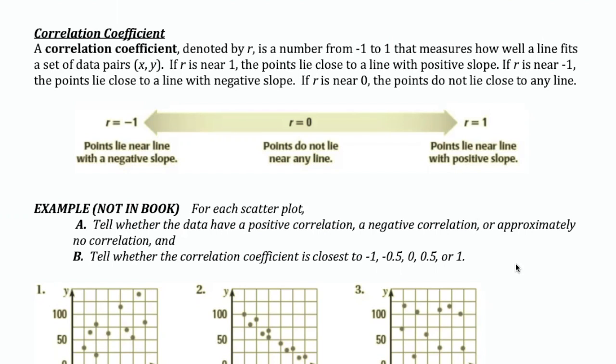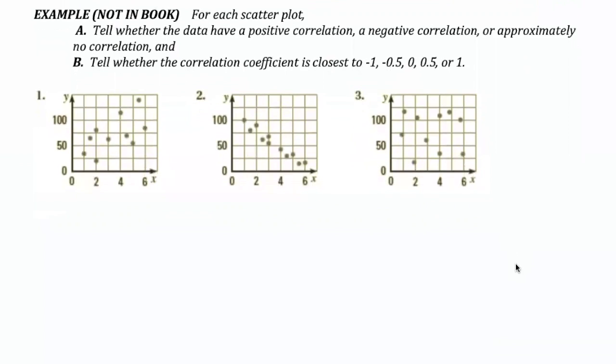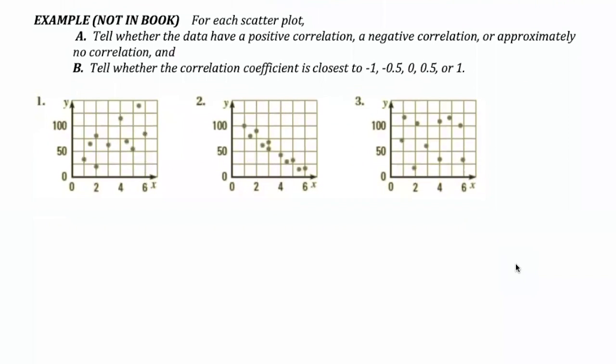One final example here says for each scatter plot below, tell whether the data have a positive correlation, negative, or approximately none, and tell whether the correlation coefficient would be closest to -1, -0.5, 0, 0.5, or 1. So when I look at the first graph here, it seems like the data is heading in this direction, where as X increases, the Y values are increasing. But notice, they're not hugging the line tightly, they're a little bit more spread out. So in general, first of all, part A, we would call this a positive correlation.